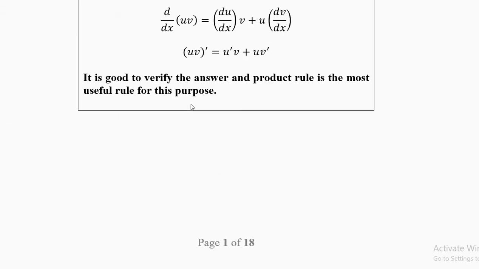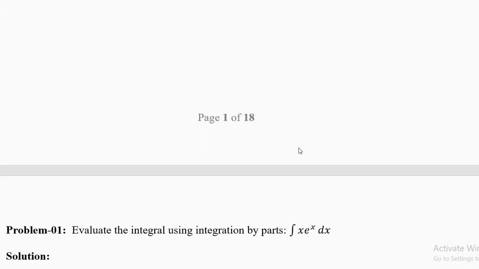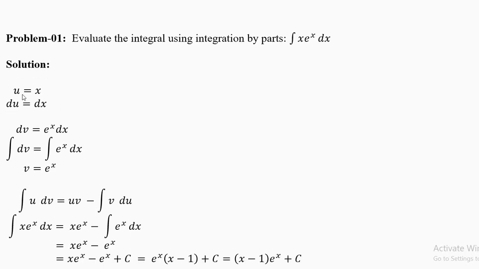Because if you look at the formula, you have integral u dv equal to uv minus integral v du. So we have to write these things, x e power x dx, as u equal to something and dv equal to something. And here we can see x, e power x, and dx. We have to remember all three of them. Dx is very important. U equal to x, so automatically dv equal to e power x dx.